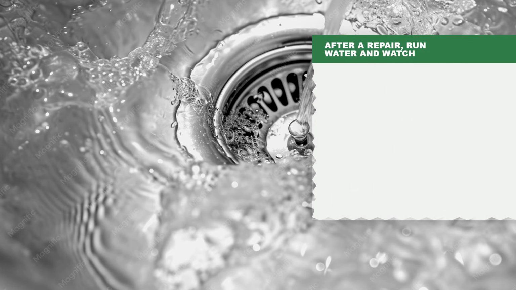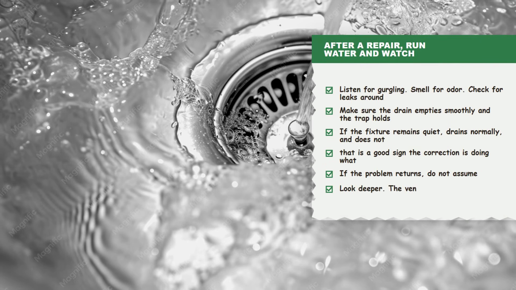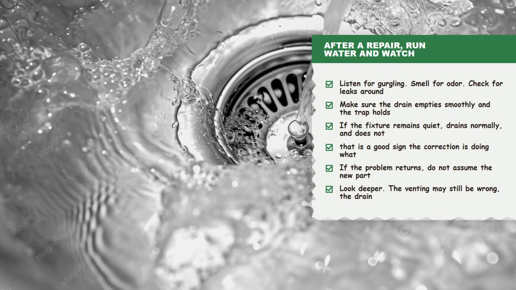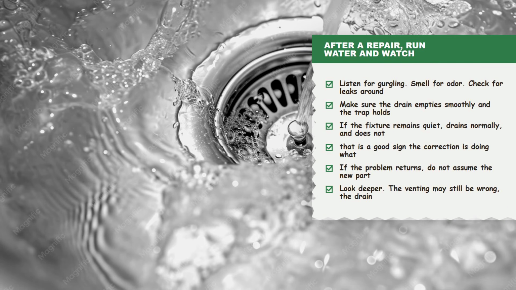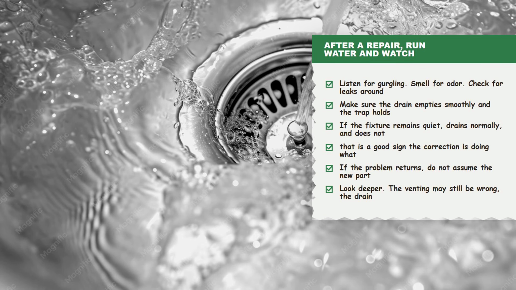After a repair, run water and watch what happens. Listen for gurgling, smell for odor, check for leaks around the joints. Make sure the drain empties smoothly and the trap holds water afterward. If the fixture remains quiet, drains normally, and does not release odor, that is a good sign the correction is doing what it should. If the problem returns, do not assume the new part failed immediately. Look deeper. The venting may still be wrong, the drain line may be restricted, or the root may still be pulling the trap dry.